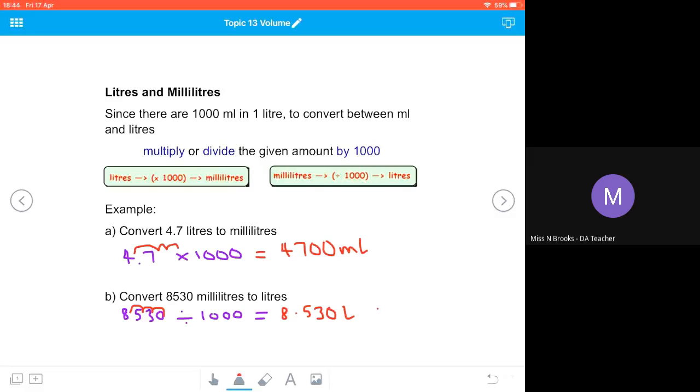Now there is another way that we could write this. If you want to write it in litres and millilitres, then what you're going to do is take the whole number, so the number of thousands, which is 8, and it's going to be 8 litres. And once you've taken your thousands off, you're left with 530 millilitres. So you can write it in either way, but writing it as a decimal is probably the easiest way of doing it.